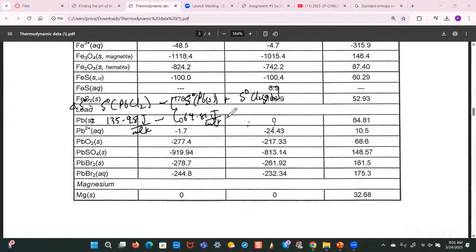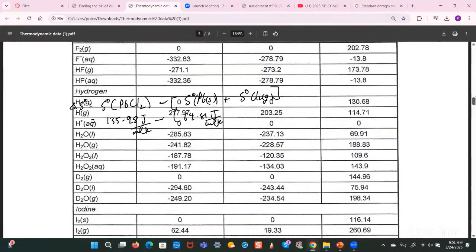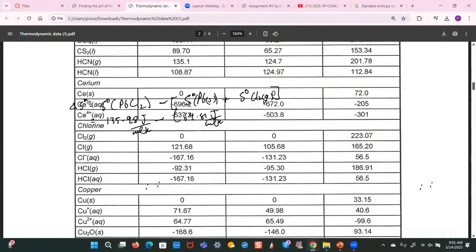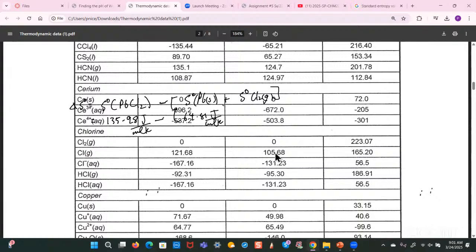And then we need to find the value for chlorine gas. And also, let me just say this, I probably should have stated this before. Pay attention to the state symbols, right? Whenever you're doing these problems. Since the question says chlorine gas, that's what I'm going to look for, which is right here. And the value for chlorine gas is 105.68. So plus 105.68 joules per mole Kelvin.